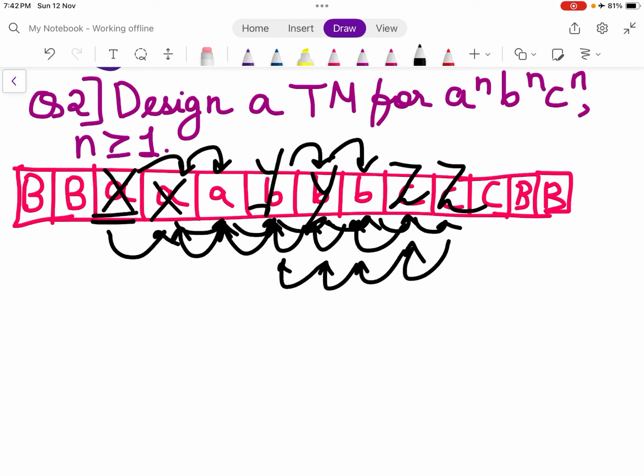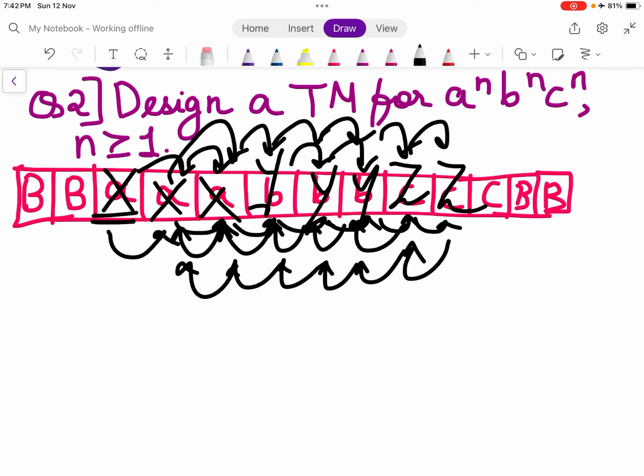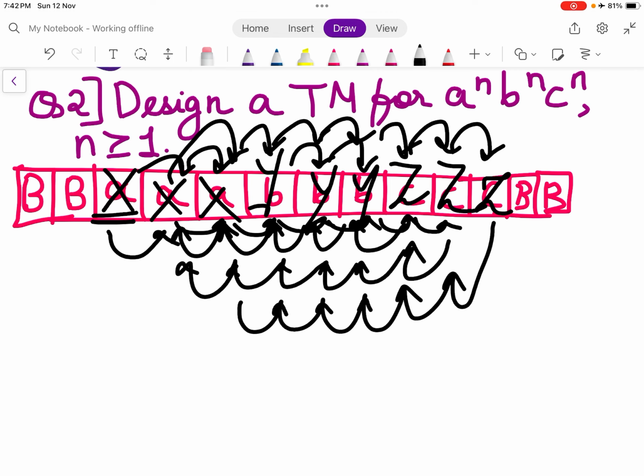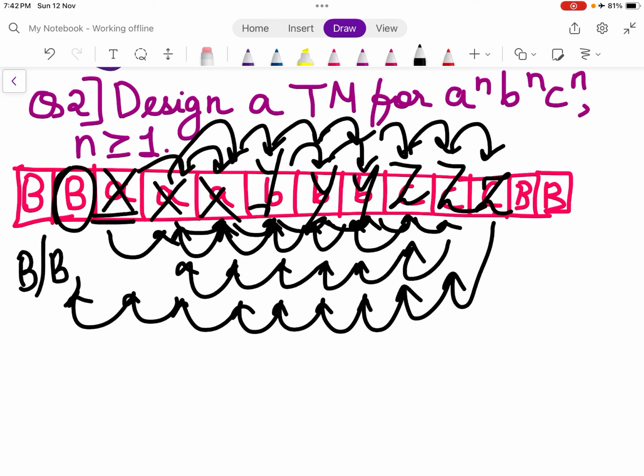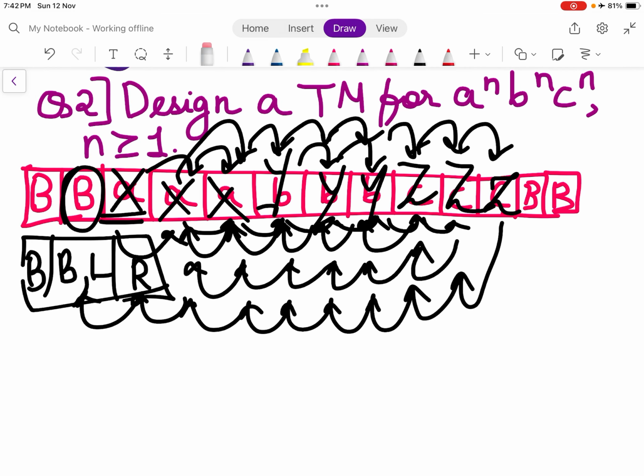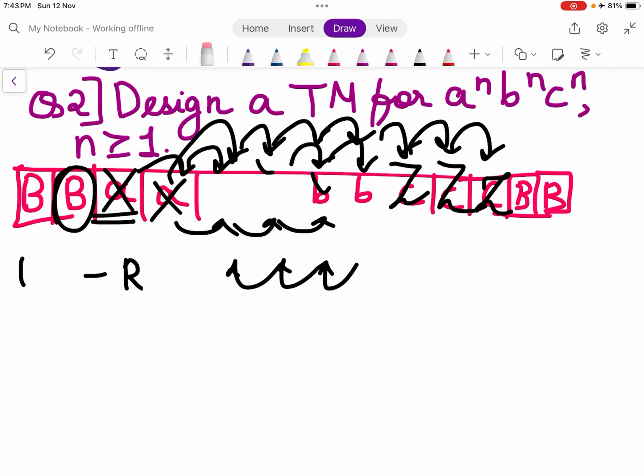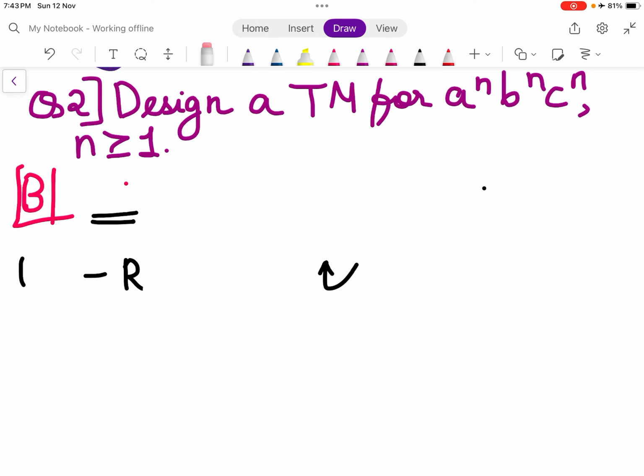You see this x, move ahead, replace this a with an x, move ahead. You see a b, replace this b with a y, move ahead. You see the c, replace the c with a z, again move behind. You see a blank character. Once you see a blank character, keep the blank character as it is, and you can go in the left or the right direction because you have reached the Q final state. This is how the Turing machine will work. So let's see this construction.